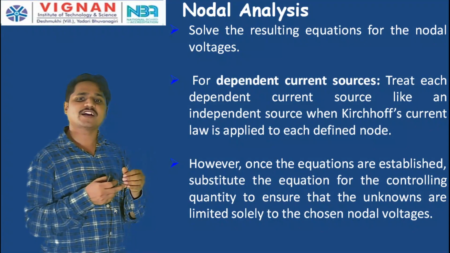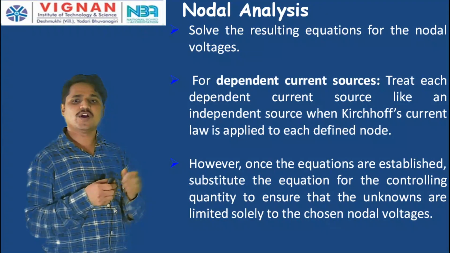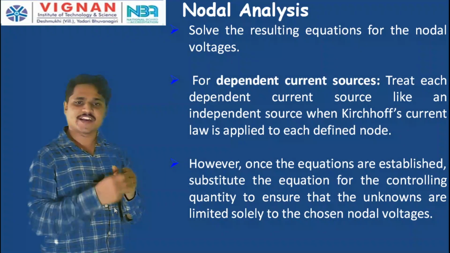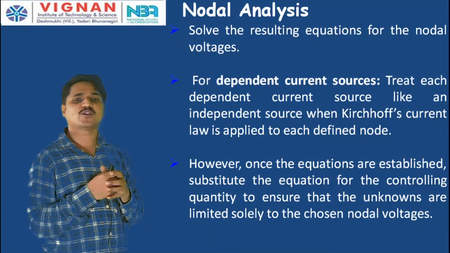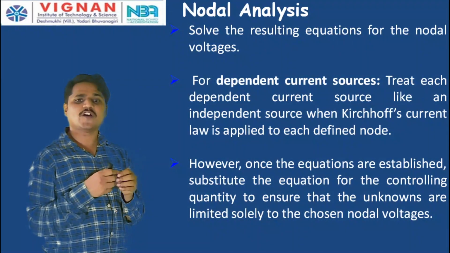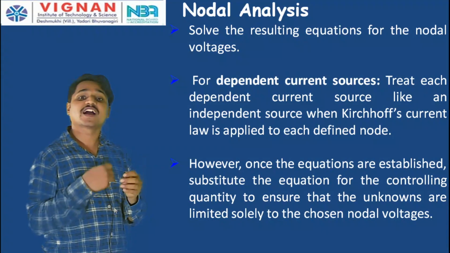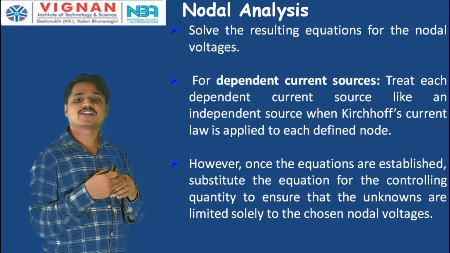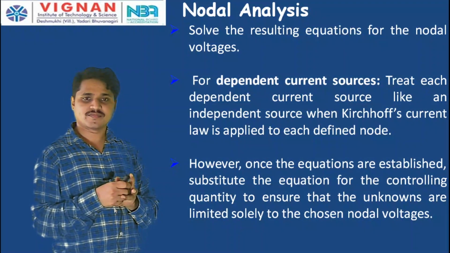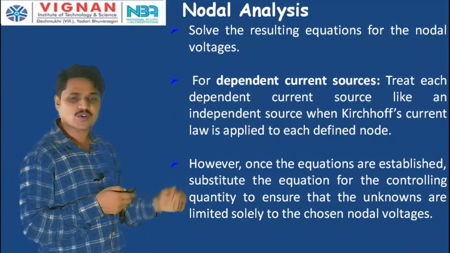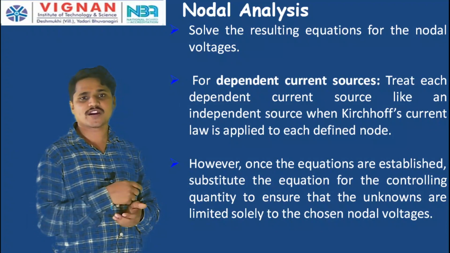Now, if any dependent source is there in the given network, treat each dependent current source like an independent source when Kirchhoff's current law is applied to each defined node. And once the equations are established, substitute the expression for the controlling quantity to ensure that the unknowns are limited solely to the chosen node voltages. Okay. To understand these steps, let us solve one problem so that you will easily understand how to solve a given network by using the nodal analysis principle.